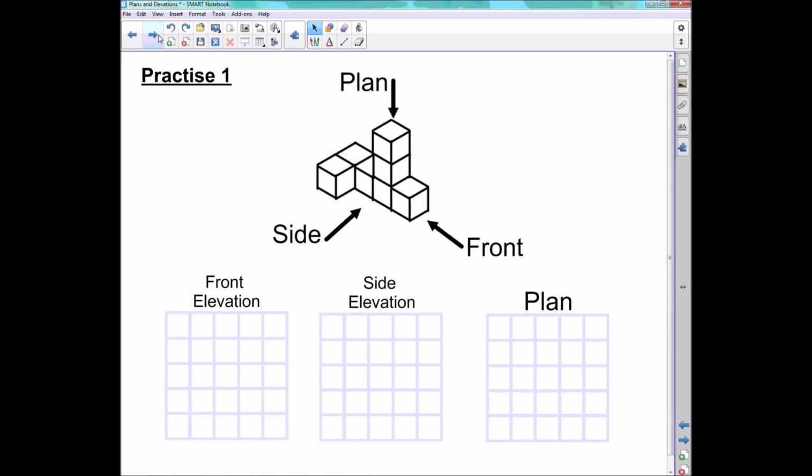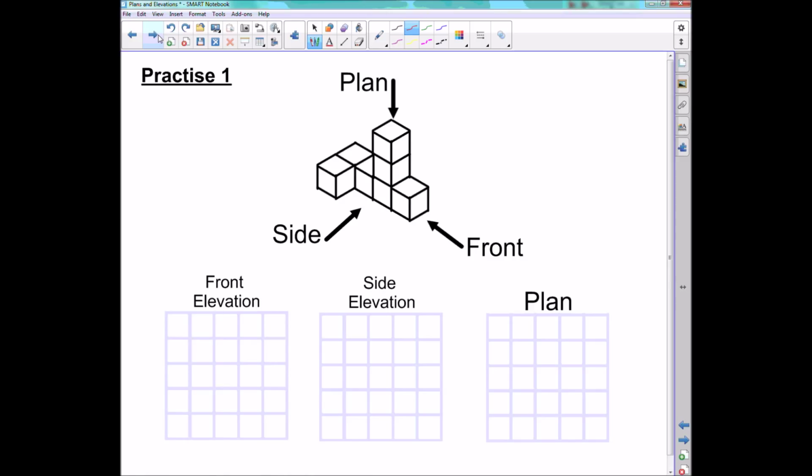Okay, so here's one for you to have a go at. So get some squared paper or just make a quick grid up with a ruler. Pause the video and see if you can draw this front, side and plan of this shape. Okay, so hopefully you've had a go at that.